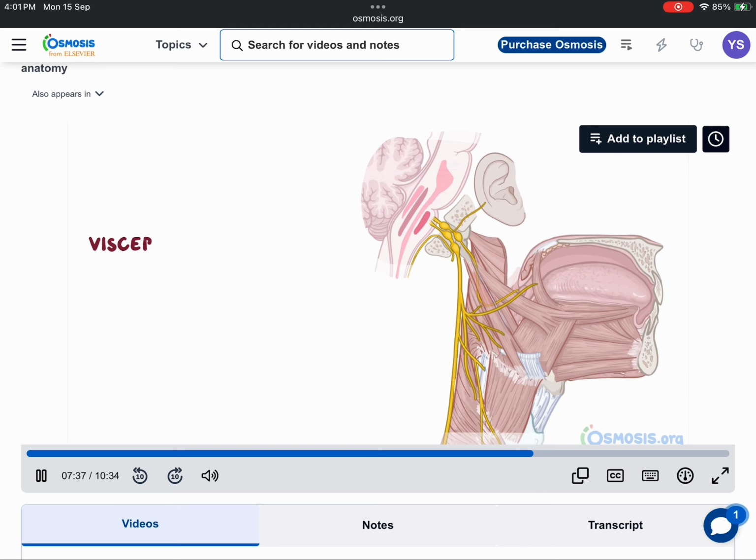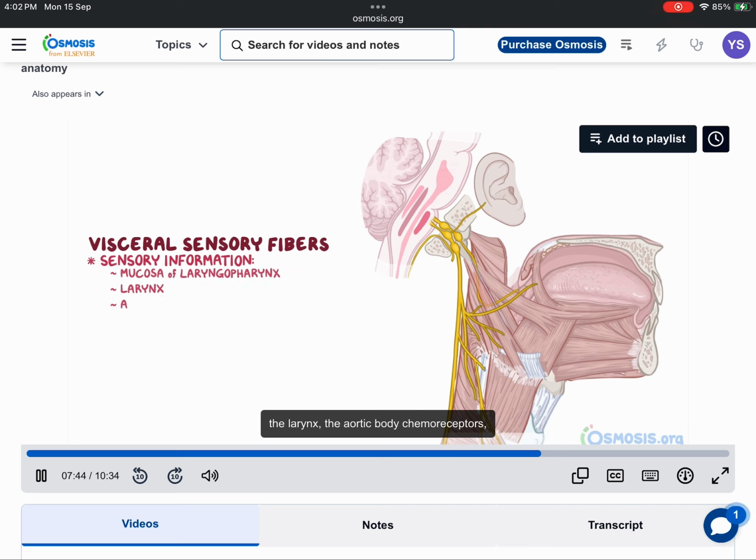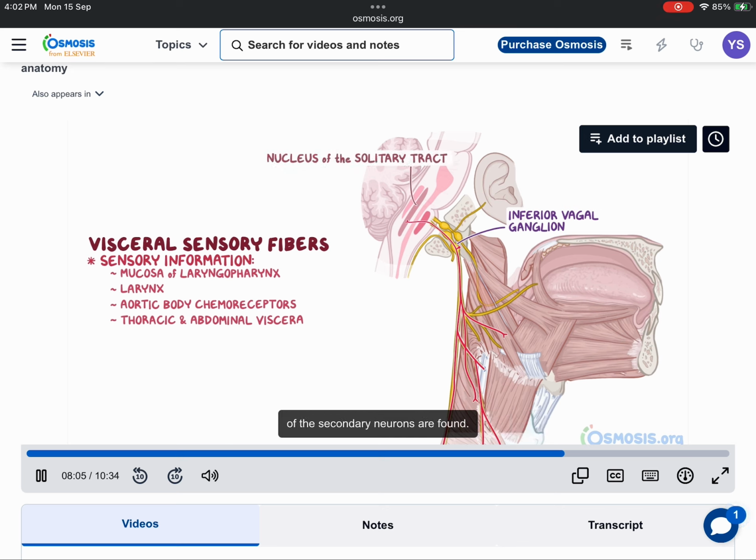Next up are the visceral sensory fibers, which receive sensory information from the mucosa of the laryngopharynx, the larynx, the aortic body chemoreceptors, as well as the thoracic and abdominal viscera. These fibers, which are first-order neurons in the vagal nerve visceral sensory pathway, travel through the inferior vagal ganglion where their cell bodies are found. They then project towards and eventually synapse in the nucleus of the solitary tract, which is where the cell bodies of the secondary neurons are found.